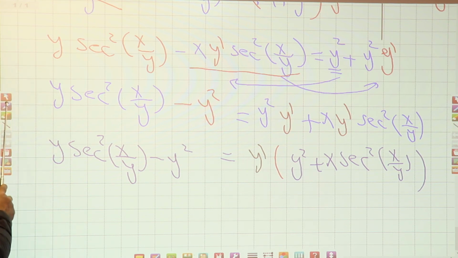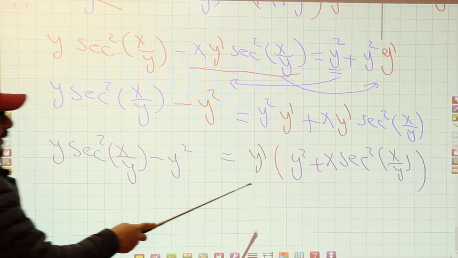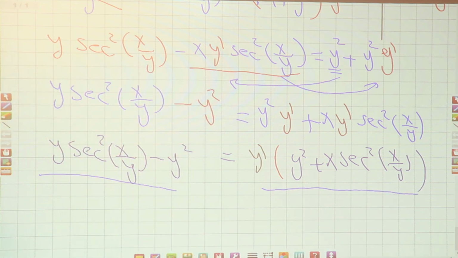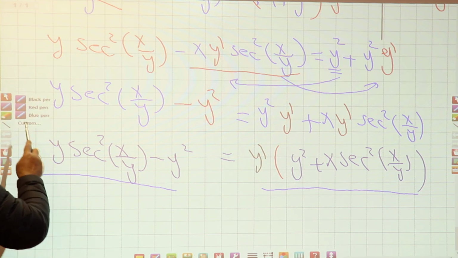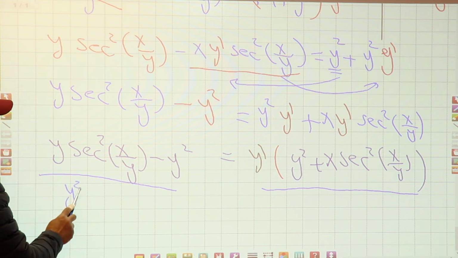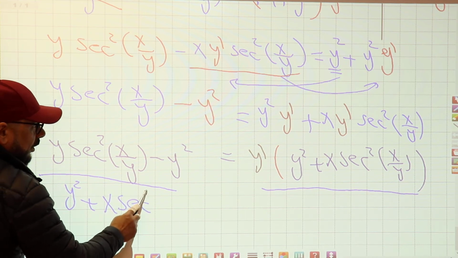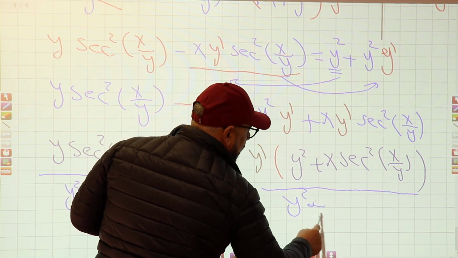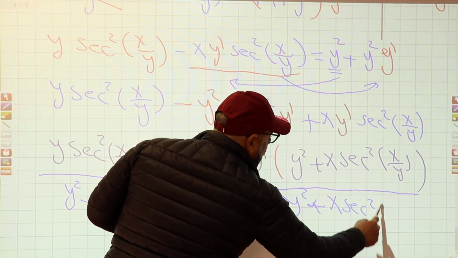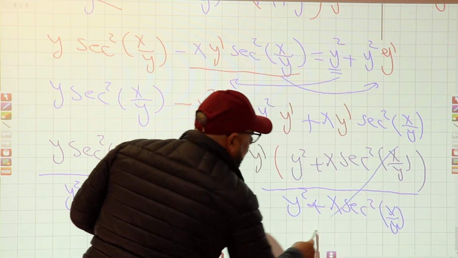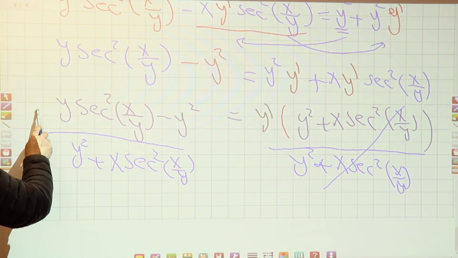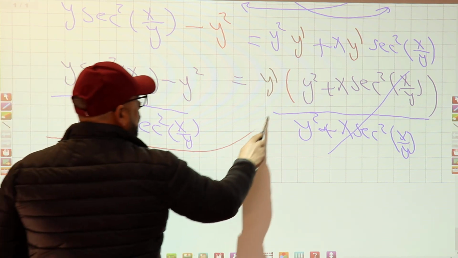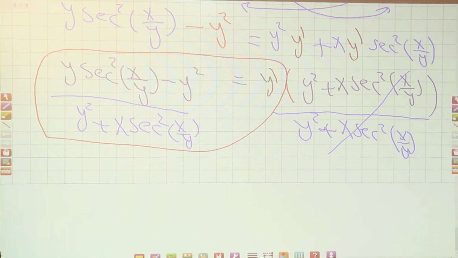Now divide by all this, which is y squared plus x secant squared x over y. Y squared plus x secant squared x over y. And this cancels. And my answer will be this guy. Okay.